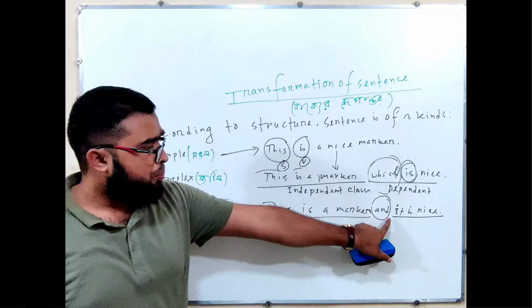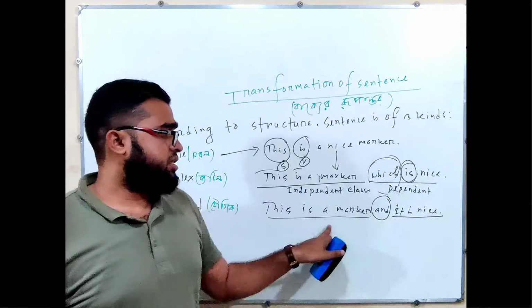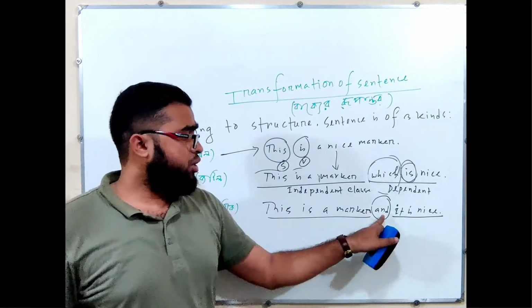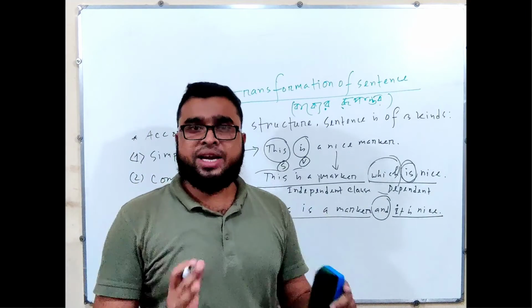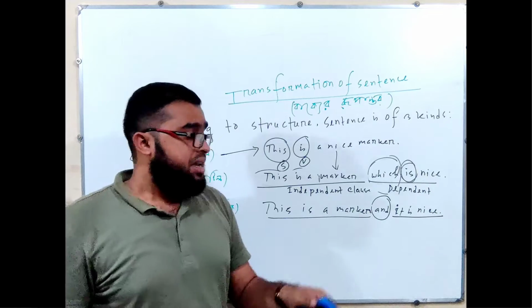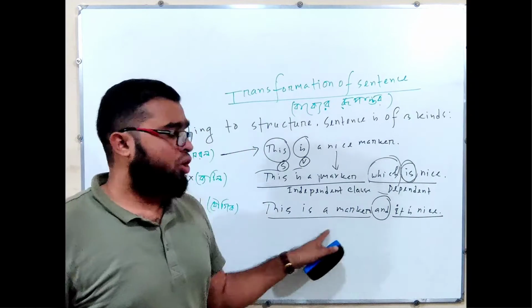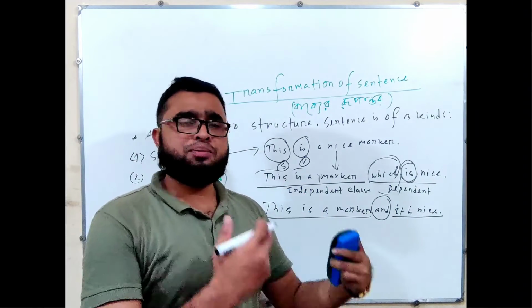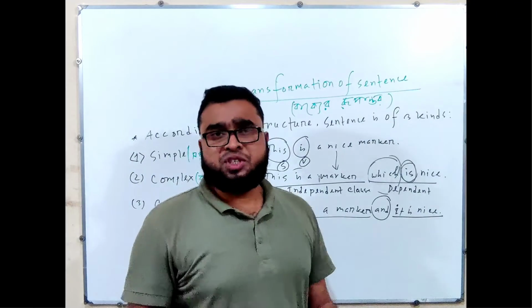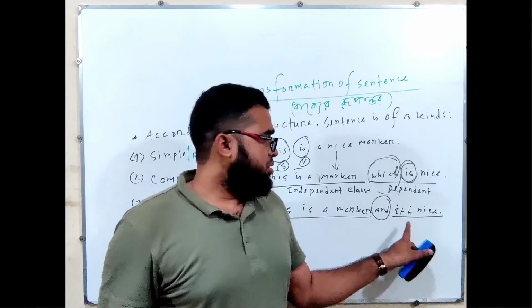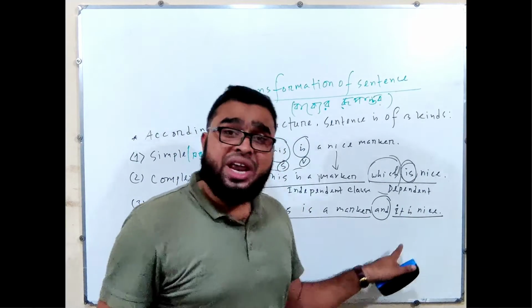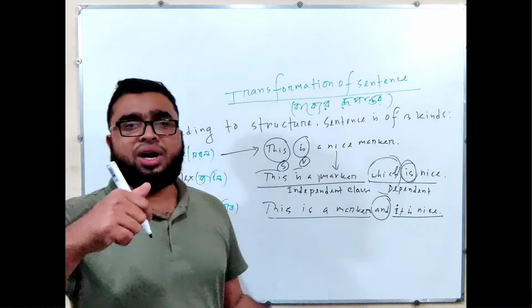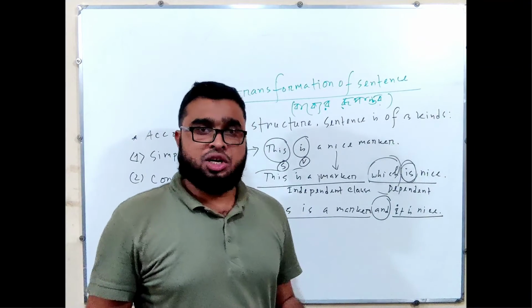And whenever it comes to compound sentence, two clauses are connected by coordinating conjunction, and both of them are principal clause or main clause, or you can simply say independent clause. That means both clauses can express themselves. Like it is nice. Simply if you say it is nice, the sentence is correct, and at the same time it can complete its meaning. And if you say this is a marker, that's fine as well.